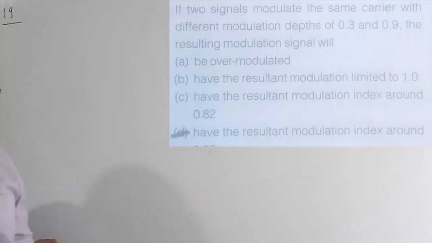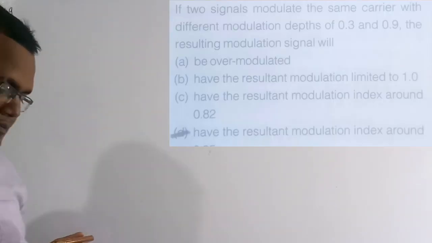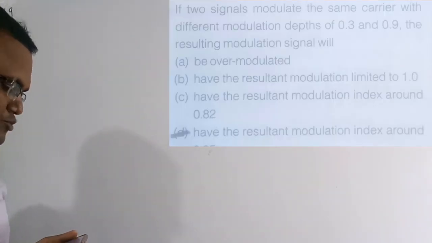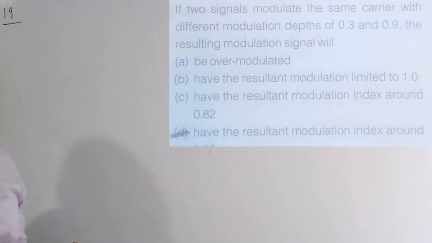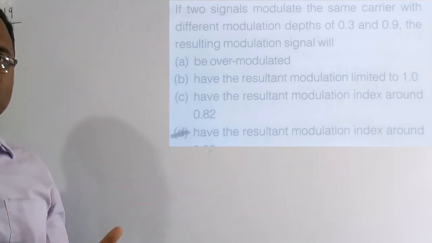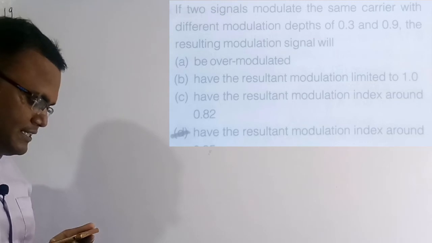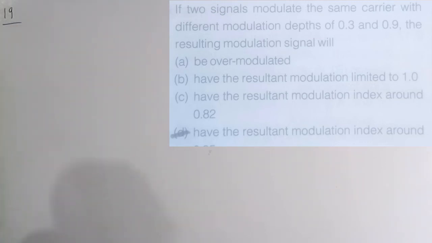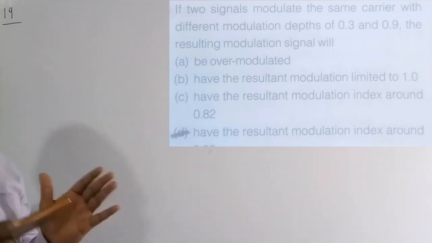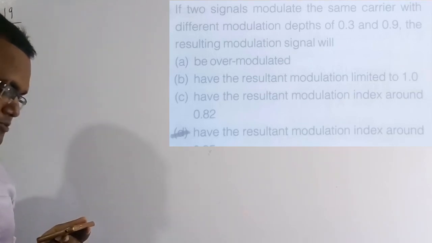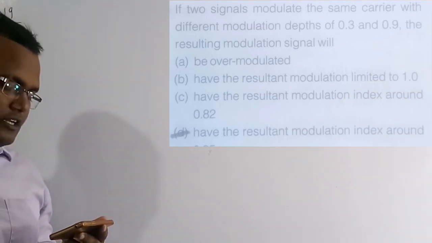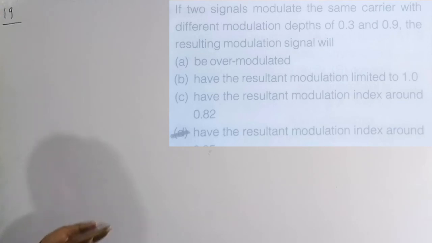Now we are going to solve the 19th question. See the question here. If two signals modulate the same carrier with different modulation depths of 0.3 and 0.9, where modulation depth is nothing but m, also called the modulation index, we need to find the modulation index of the resultant signal. Option D, a resultant modulation index of around 0.95, is the correct solution. So let's solve this numerical.